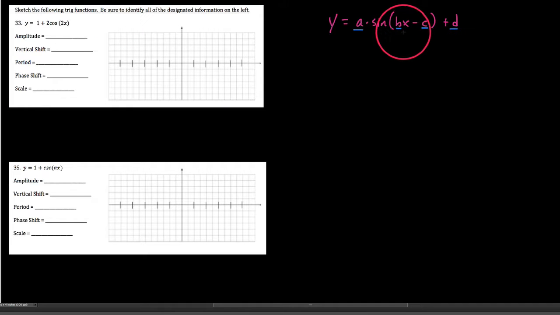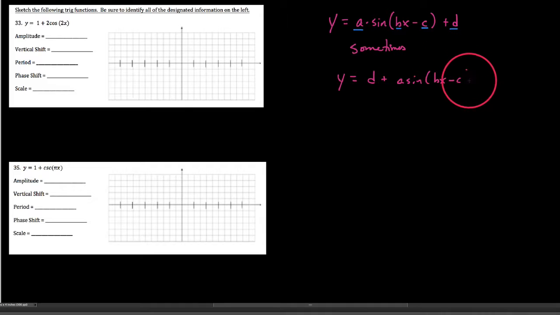And so while I'm on that topic, what I do want to point out is that sometimes, many times, it is written like this: y equals d plus a sine bx minus c. So don't trust that the a value is always the front number. It is always the coefficient of our trig function. Now a being the coefficient of our trig function means that b is the coefficient of our x value on the inside of here and is directly related to the period of our function.